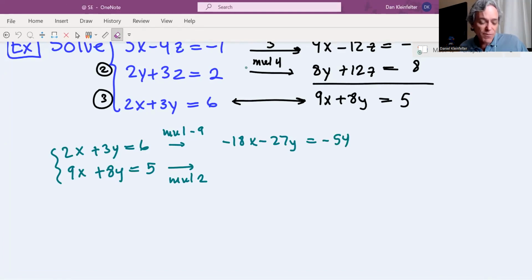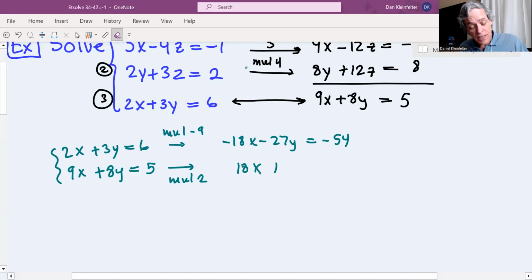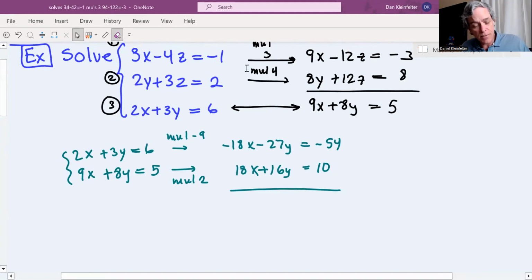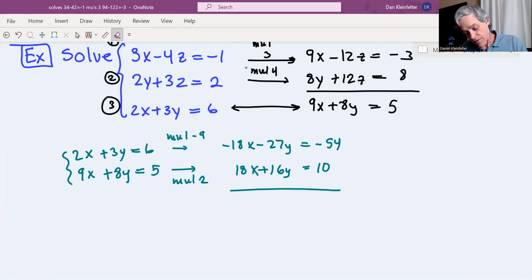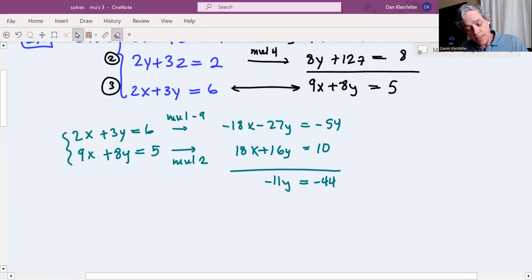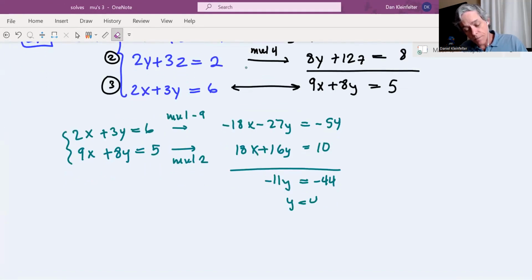Okay, and then for the second one, we're multiplying by 2. That'll give us 18x and 16y, and then 10. Okay, now we're going to add these two together. We'll see that the x terms are gone. So we have 27 minus 16. That will give us -11y, and then -44. That makes it so that y is 4.